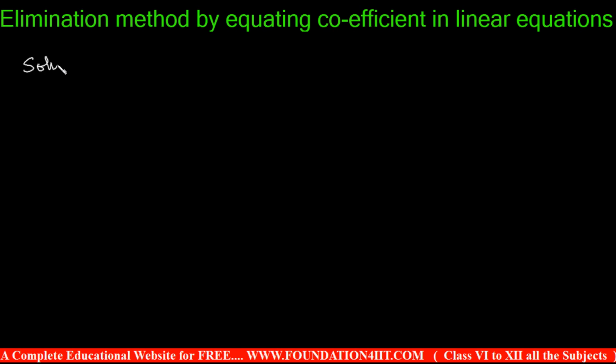So solve. I will take one question. 4x minus 18 is equal to 3y, and 6x plus 7y minus 4 is equal to 0. Okay, so these two are the linear equations. By using the system of linear equations, we should use the elimination method, eliminating one of the variables by equating the coefficients. We should equate the coefficients.